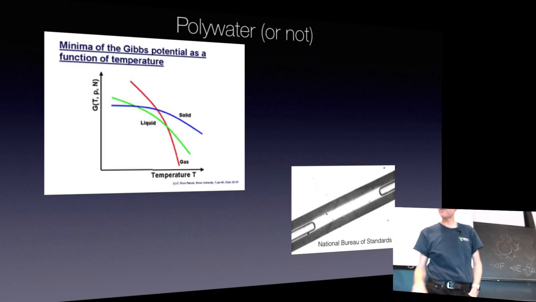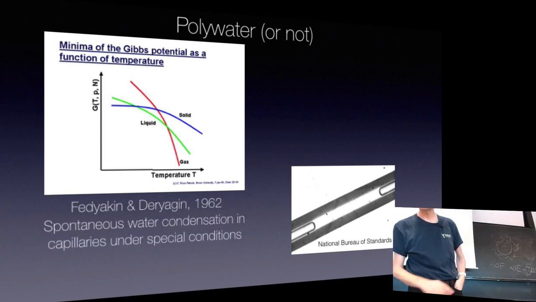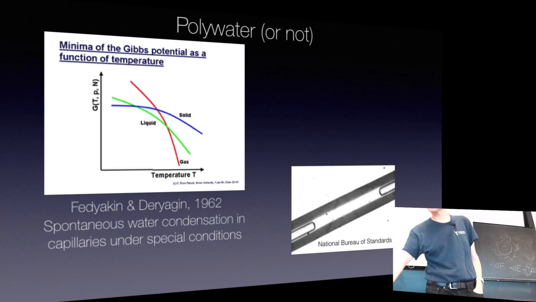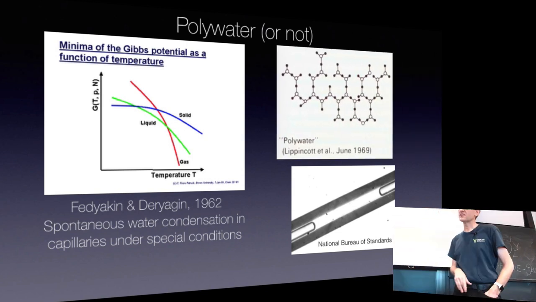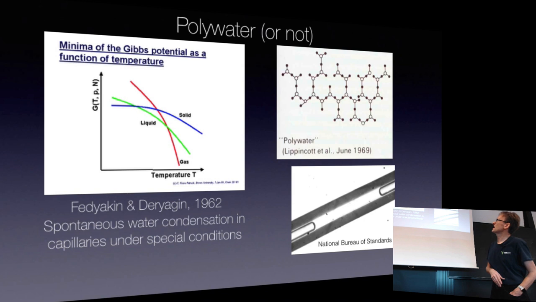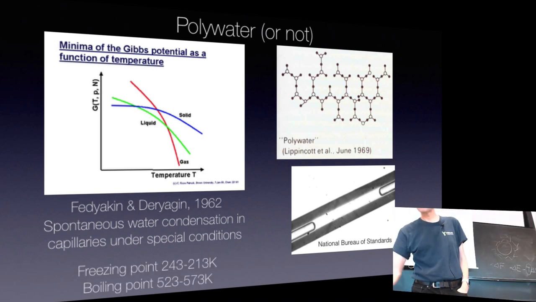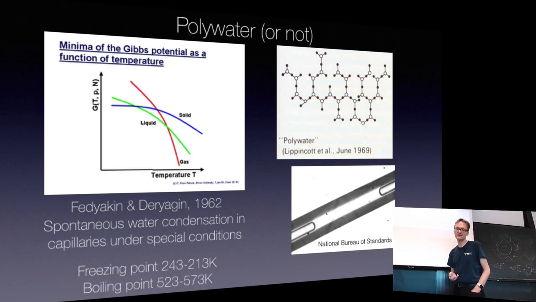So what happened with Fedyakin and Deryagin? In 1962, they reported that they could, under some conditions, see spontaneous water condensation in capillaries at room temperature. And their argument was that they had discovered a new phase of water called polywater, that was a polymerization of water, that you would pretty much have a network of hydrogen bonds. So it's not quite ice, but it's polymer-like. And it would have a freezing point in the ballpark of 240 to 213 Kelvin and a boiling point just above 500 Kelvin. Completely brand new phase.